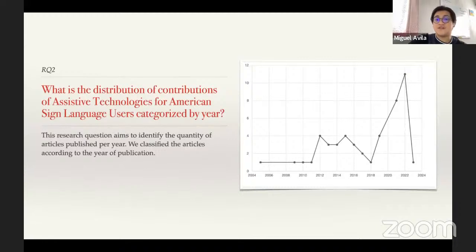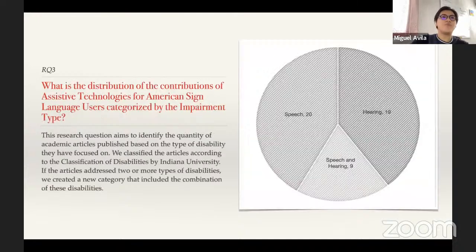So now we can see this graph for the year. So basically, it identifies the quantity of articles published per year. This one is pretty interesting because we can see a really high trend between 2020 and 2022. And it's pretty interesting because if you notice, that is during the pandemic. So yeah, we can conclude some things from here. We're going to discuss this later.